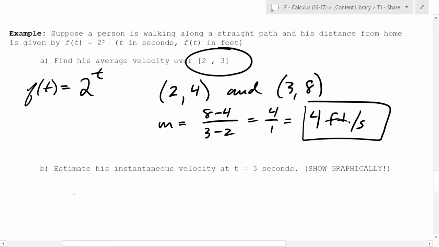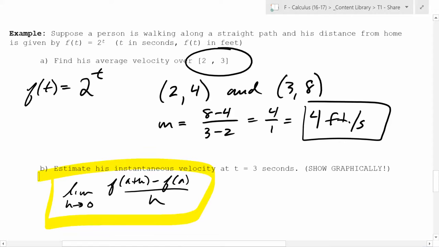And do you remember, the limit is what goes to 0? Limit says h goes to 0. F of a plus h minus f of a all over what? H. You must memorize this cold. You write that down and now plug it in. What's our a value in this case? 3. A value is 3.